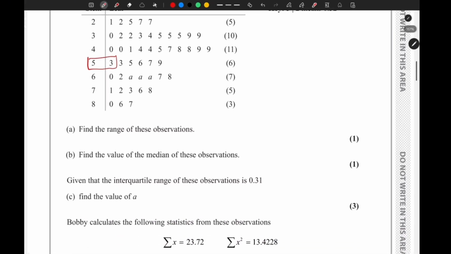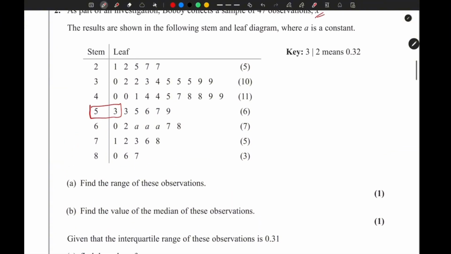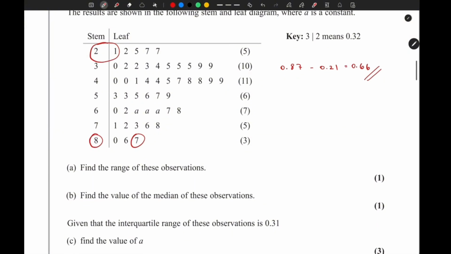Now for the first question, we need to find the range of these observations. We know that this stem and leaf diagram is arranged from ascending to descending order. So the largest value is 8 bar 7, which is 0.87, minus the smallest value, which is 2 bar 1, which is 0.21. So this is 0.66. This is the range. The range is basically the largest value minus the smallest value.